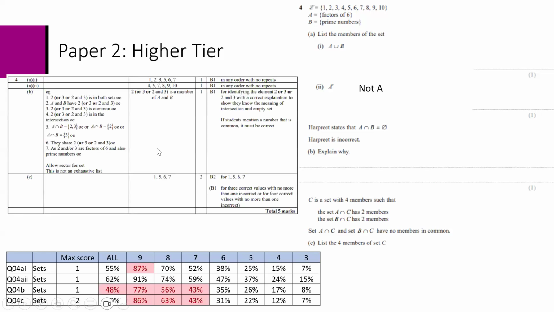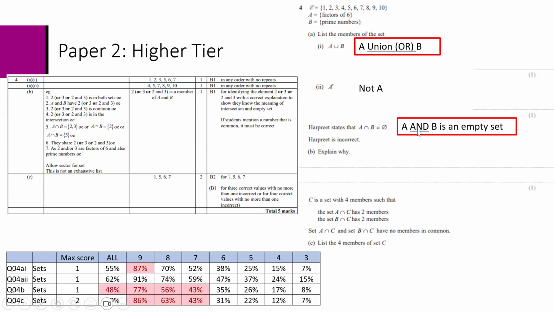So here's the mark scheme. Okay, not going to go through the mark scheme in detail, that's for you to see afterwards, but in terms of those explanations, students could write A union or B. A and B is an empty set. So these are the kind of things that I'm talking about in terms of those explanations.